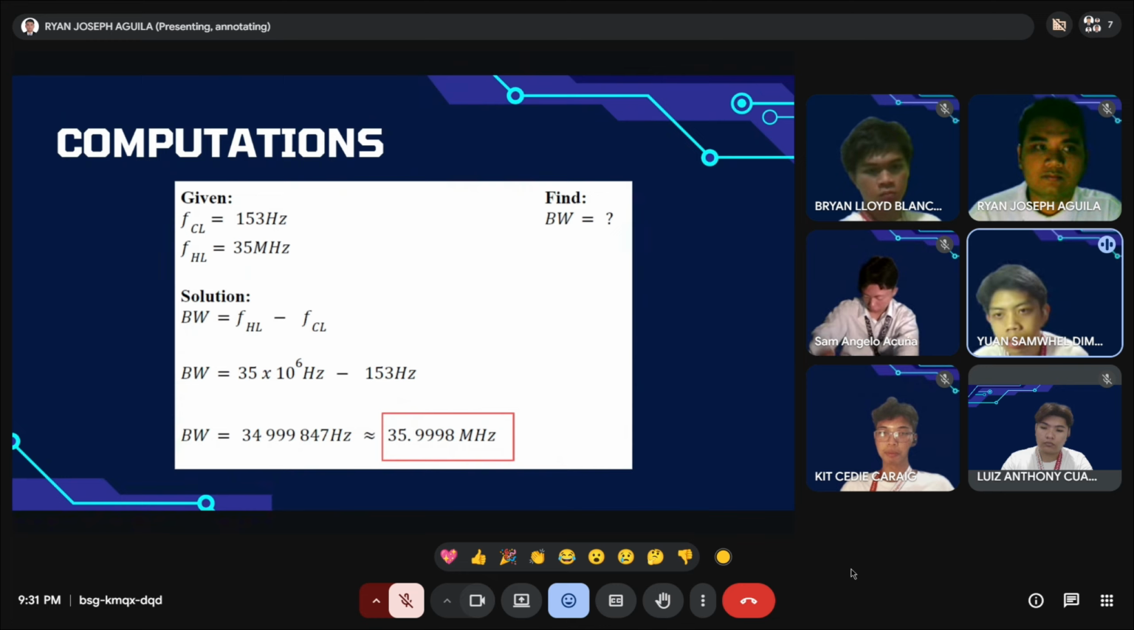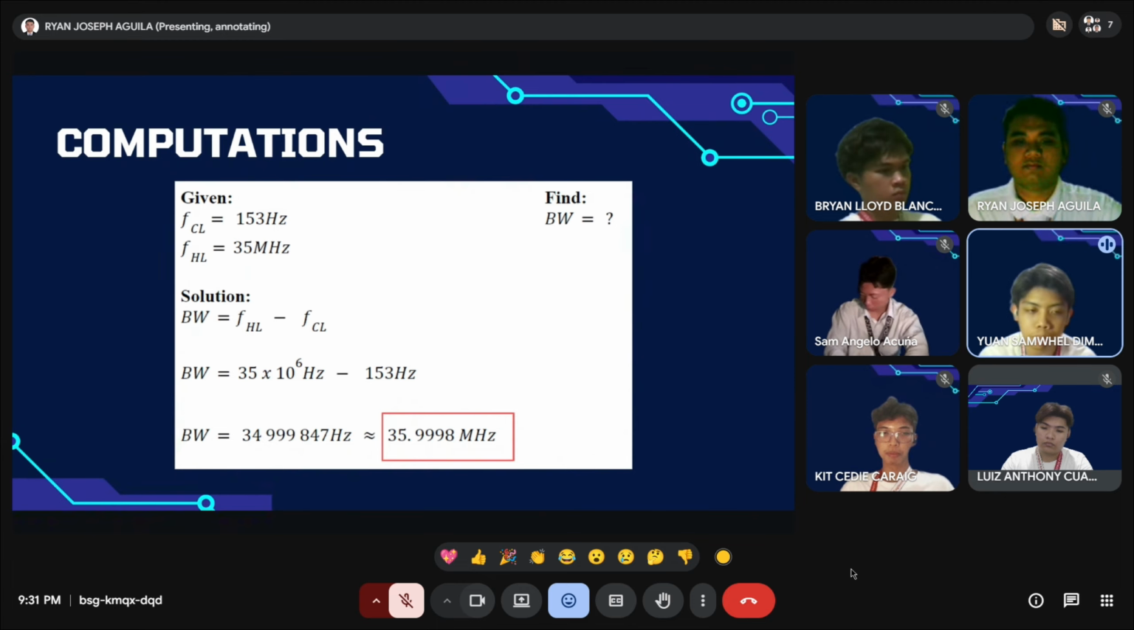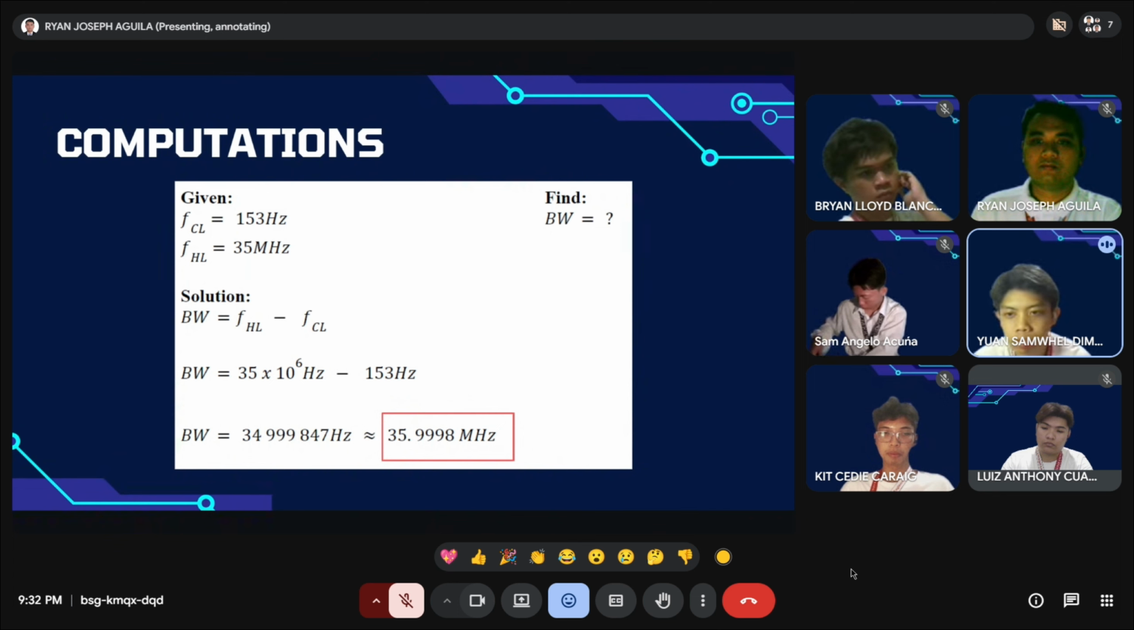With both cutoff frequencies here, we can now solve for our bandwidth, where the formula for the bandwidth is just subtracting those two values. Then after the computation, we get 35.998 megahertz, meaning that the high cutoff frequency mostly dominates the low frequency in these figures.